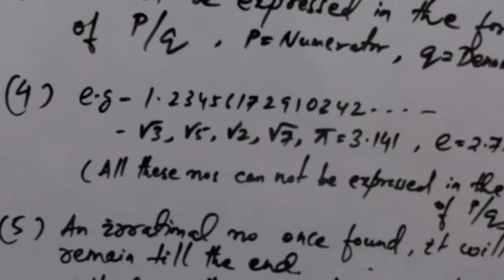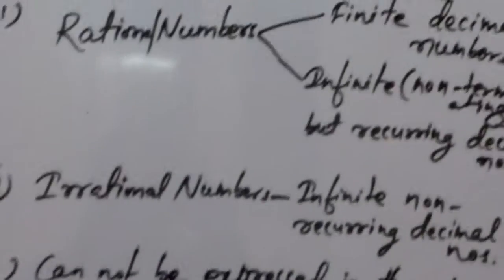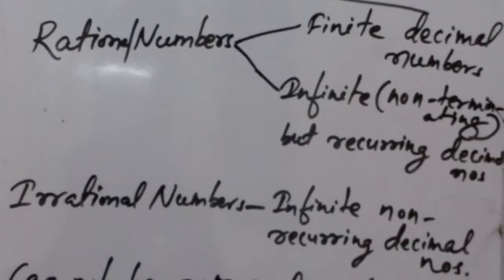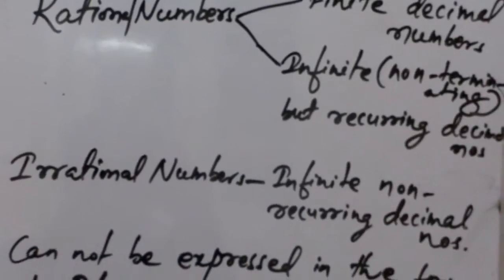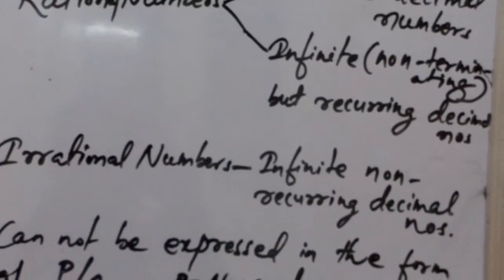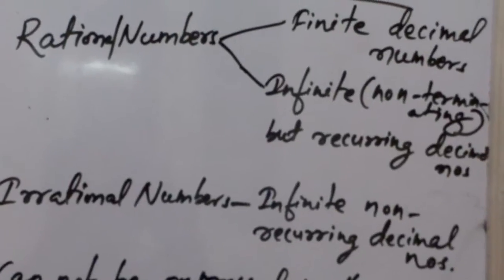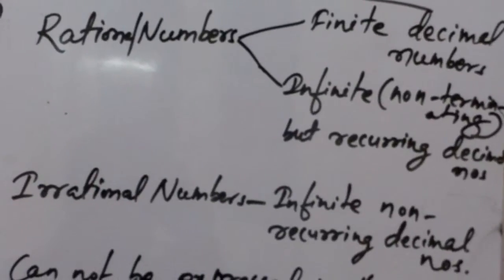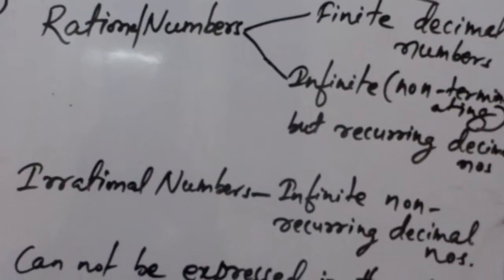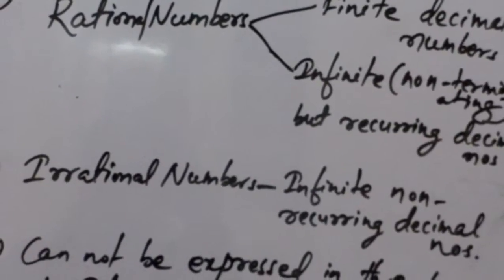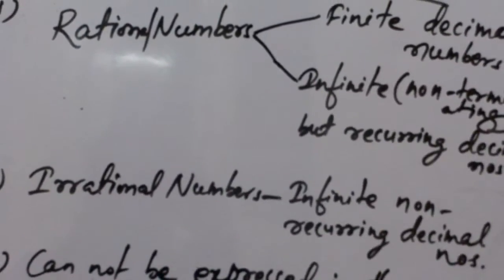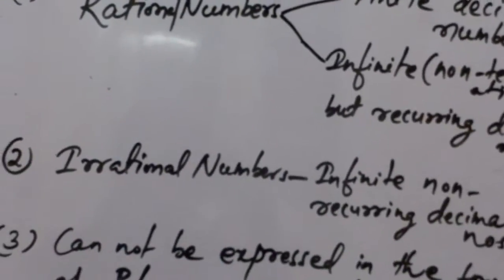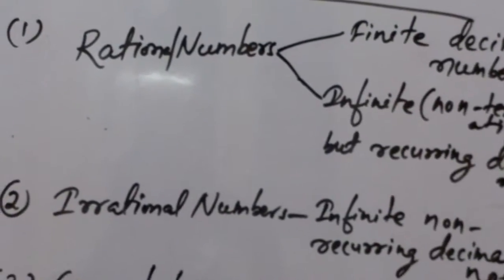So this is all about irrational numbers. Once again, as we have discussed, rational numbers are nothing but finite decimal numbers as well as infinite but recurring decimal numbers, and irrational numbers are infinite non-recurring decimal numbers. Rational numbers can be described in the form of p by q, whereas irrational numbers cannot, or we cannot find a specific or definite value of the denominator. Hence we cannot represent irrational numbers in terms of p by q. I hope you got the point about rational and irrational.